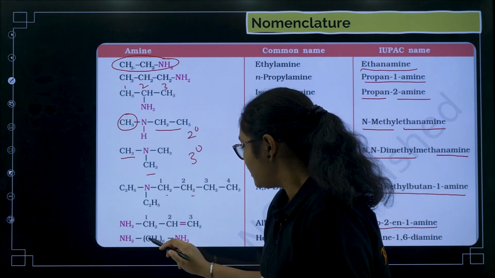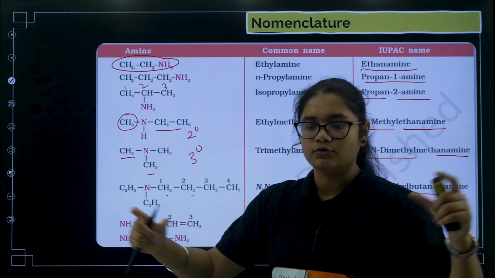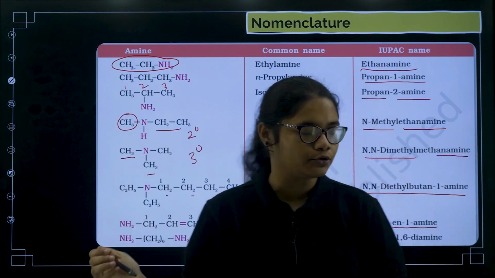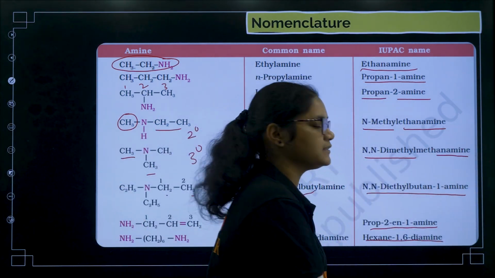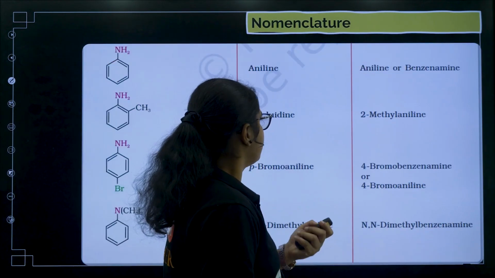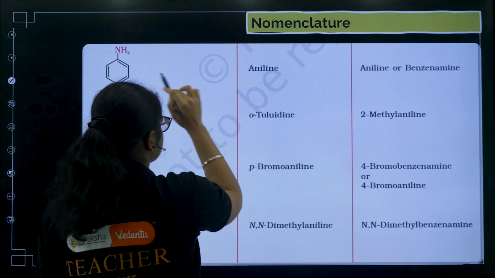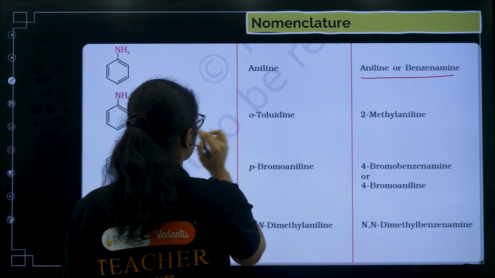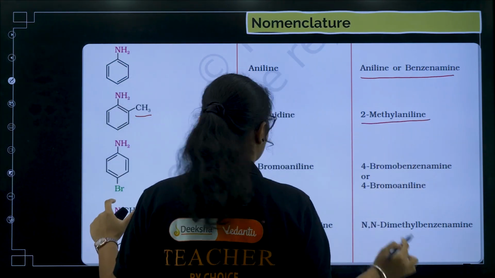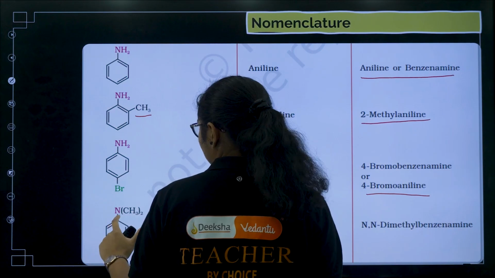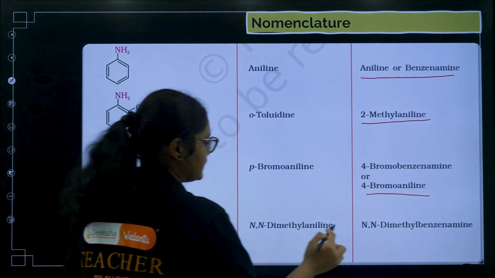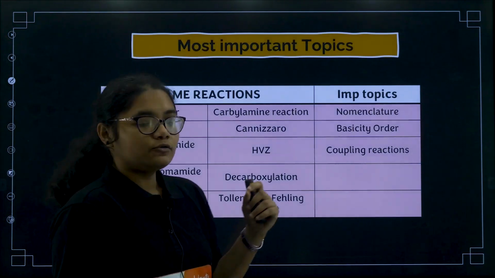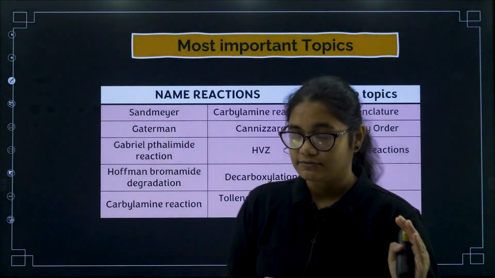Next, if you see, you have 2 amine groups, the whole CH2 chain is there, and at the 2 ends you have 2 NH2 groups, then hexane-1,6-diamine. Next, aromatic amines. This is your aniline, or you can call it benzenamine. Here you can call it 2-methyl aniline, then here 4-bromo aniline, and then here N,N-dimethyl benzenamine.